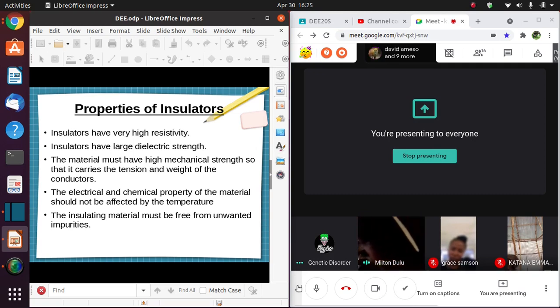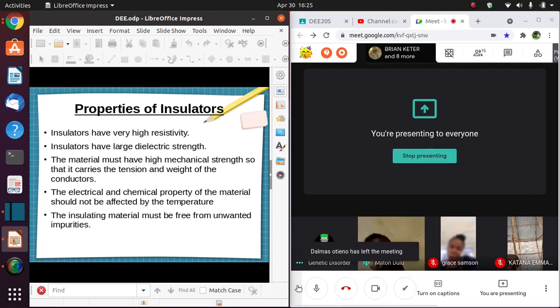Hii ni kumaanisha kwamba your insulator imepitisha the dielectric strength that it's rated dielectric strength. So you have to ensure that the insulator that you choose can be able to withstand those voltage stresses so that it doesn't fail. We don't want our insulation failing. So it must have a large dielectric strength.